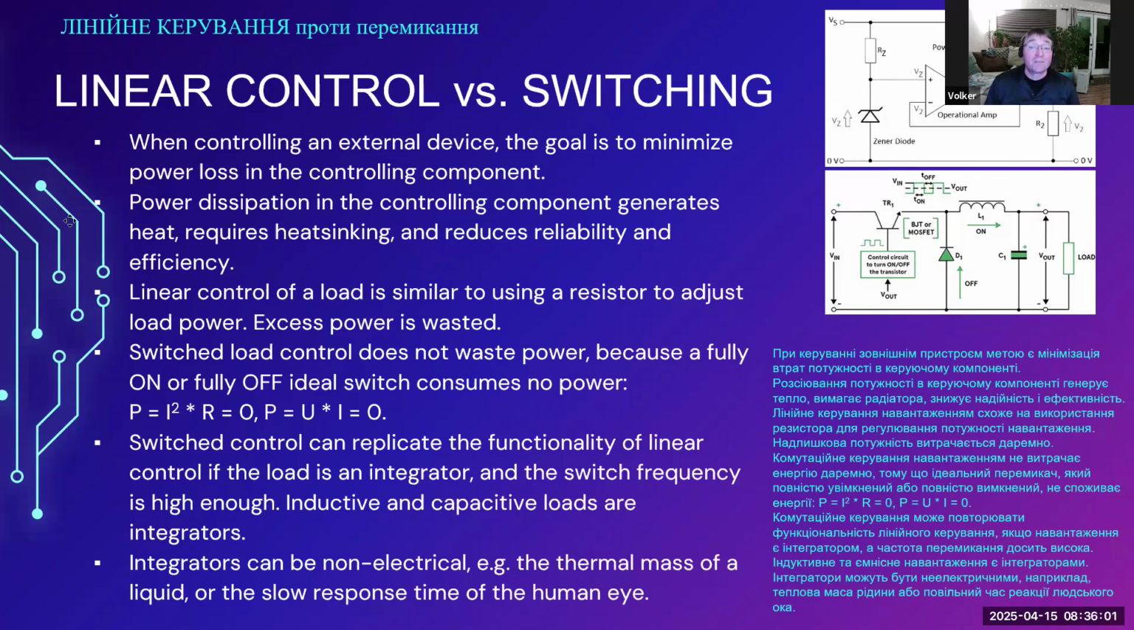The reason for that is because we are trying to minimize the power loss in the controlling component. Power dissipation in the controlling component generates heat, requires heat sinking, and reduces reliability and efficiency. Most importantly, the problem is the efficiency. And of course, that directly relates to heat.